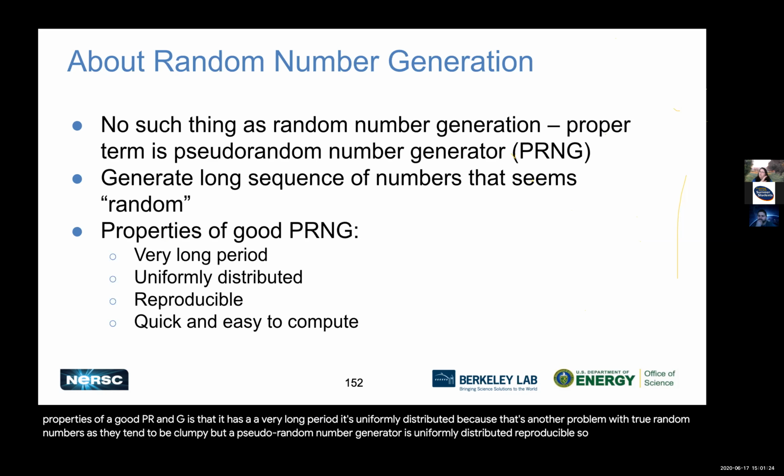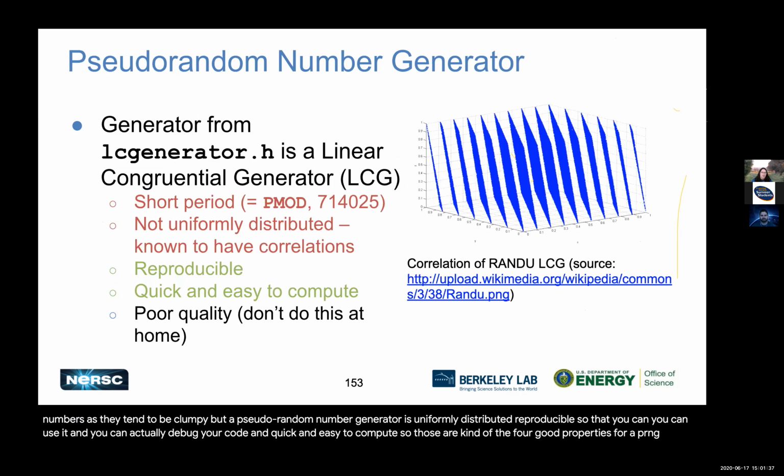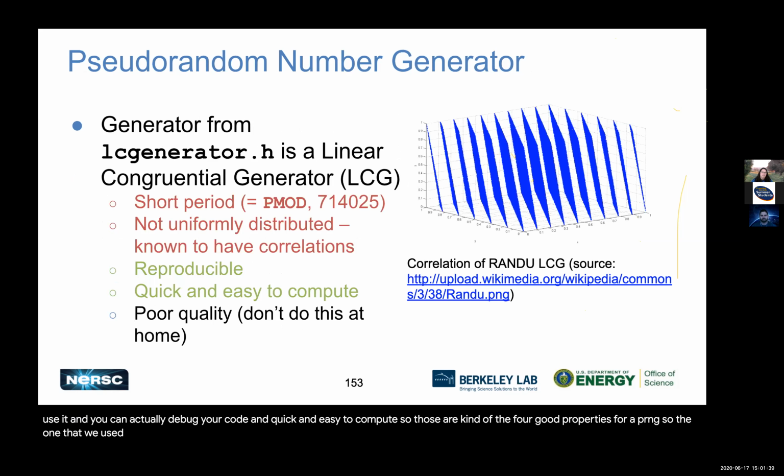Reproducible, so that you can use it and actually debug your code. And quick and easy to compute. Those are the four good properties for a PRNG. The one that we used is a linear congruential generator. Those are known to have problems.